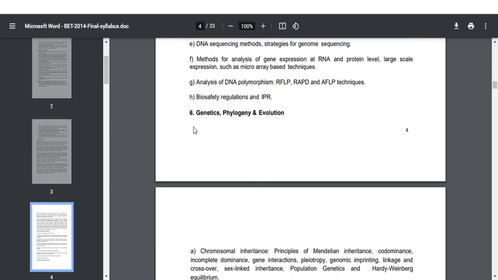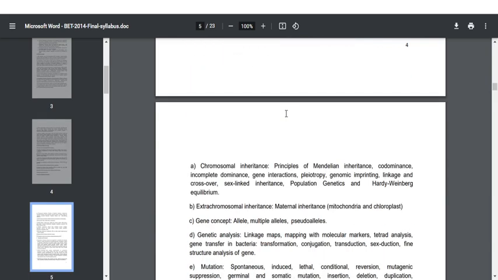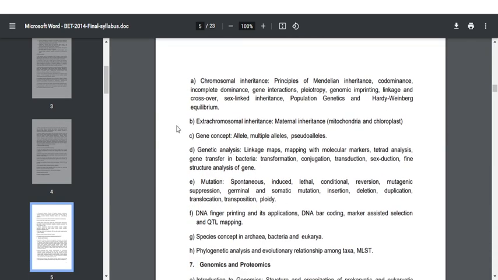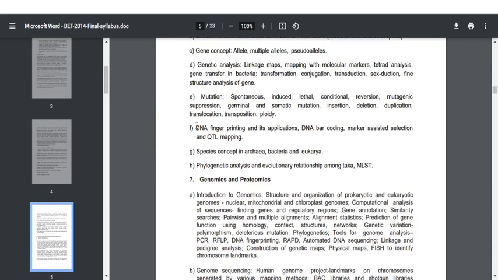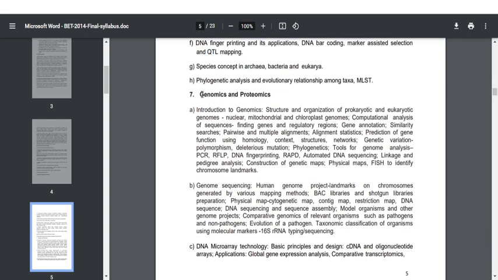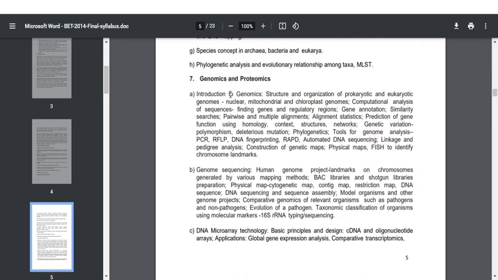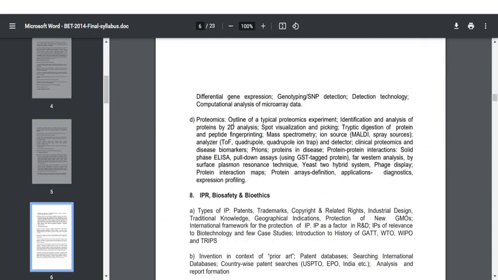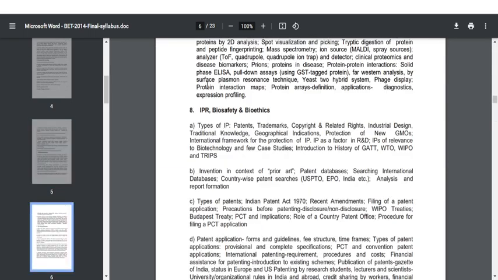You can completely leave genetics, phylogeny, and evolution, which are among the least scoring units. Just concentrate on extrachromosomal inheritance, DNA fingerprinting and mutation. That's sufficient. Again, for genomics and proteomics, a very minimal number of questions will be asked from this unit. If you want to study, just concentrate on the proteomics unit alone. Next, from IPR and biosafety, you can leave bioethics completely.